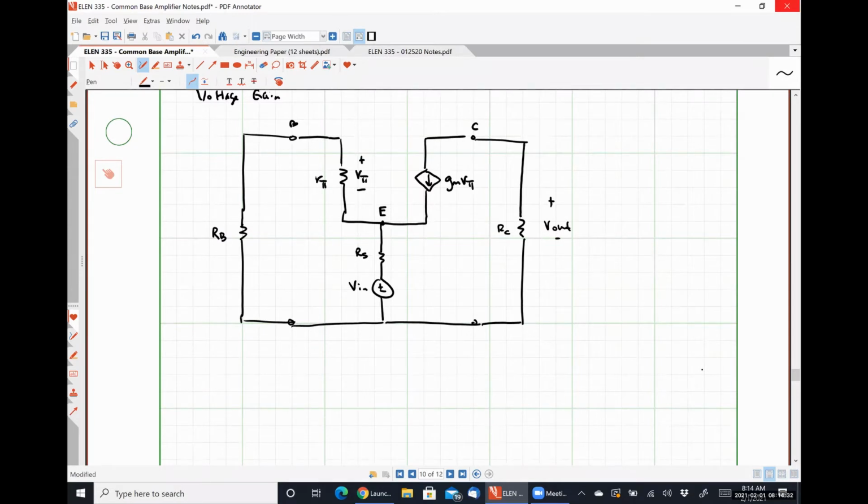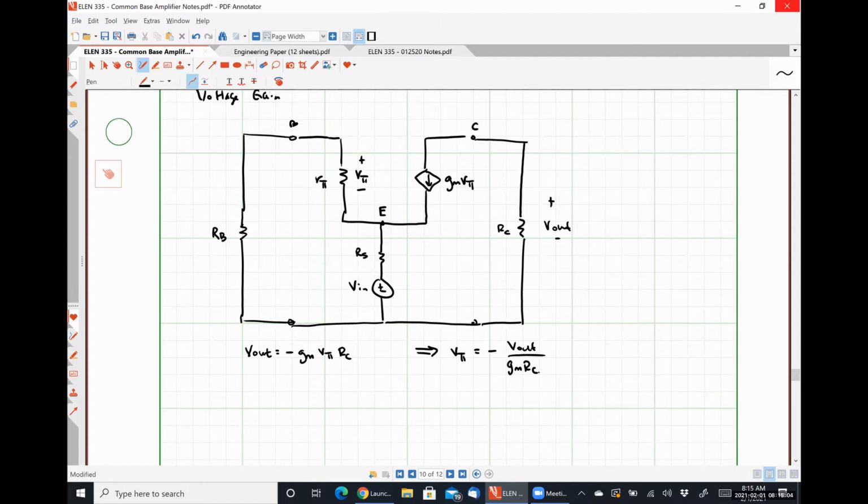All right, so we should easily be able to see that V out is equal to negative GM V pi times RC, and we can rearrange this expression to find that V pi is equal to negative V out divided by GM times RC. We all okay with that amount of algebra?